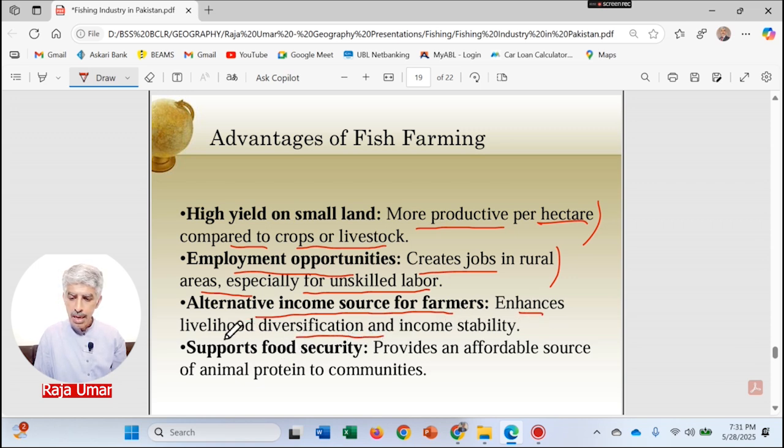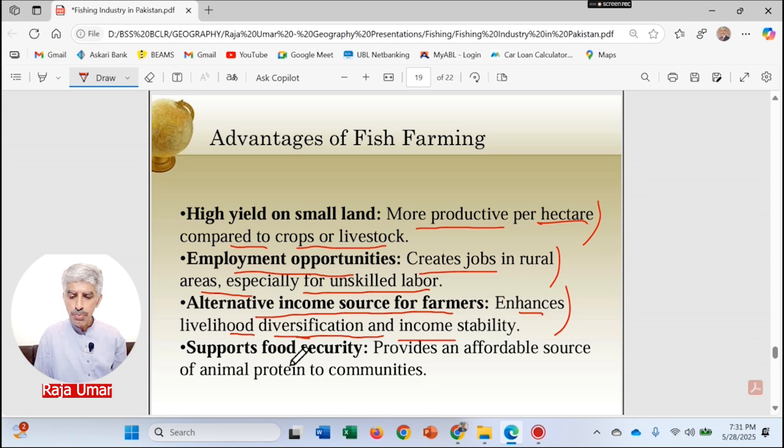So it enhances livelihood, diversification and income stability. If they are having better income just because of growing fish as well, they might be able to raise their standard of living, and they might have a better lifestyle, and this might lead to the stability of their finances. And financial stability is very important for the sake of living better lives.